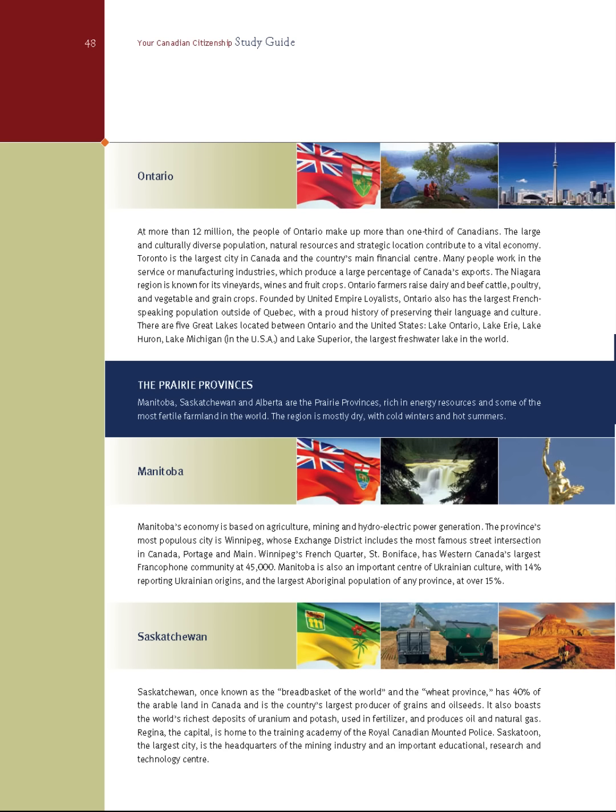Saskatchewan. Saskatchewan, once known as the breadbasket of the world and the wheat province, has 40% of the arable land in Canada and is the country's largest producer of grains and oilseeds. It also boasts the world's richest deposits of uranium and potash used in fertilizer and produces oil and natural gas.